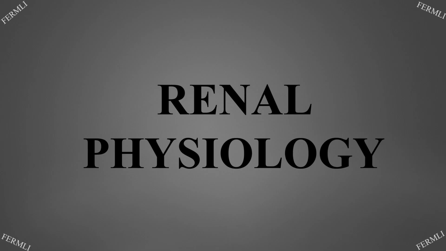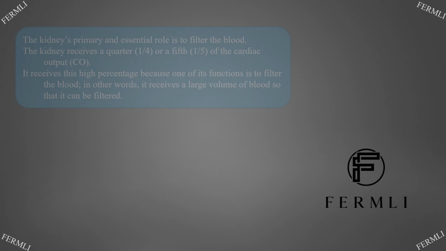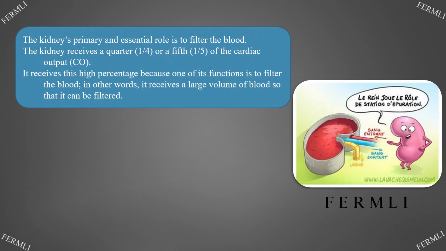Renal physiology. Blood purification function. The kidney's primary and essential role is to filter the blood. The kidney receives a quarter, 1/4, or a fifth, 1/5, of the cardiac output, CO. It receives this high percentage because one of its functions is to filter the blood. In other words, it receives a large volume of blood so that it can be filtered.